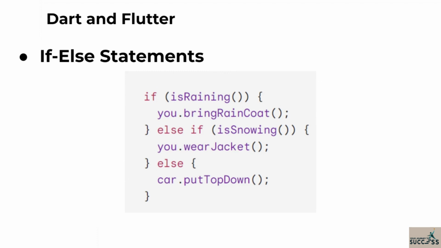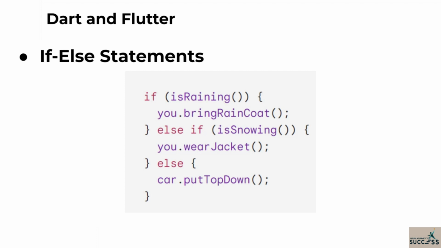So here's a screenshot example from the documentation. You can see here they're actually calling functions and methods off of objects. So there's checking if it is raining, then you are going to bring a raincoat. Here's the interesting idea though. You can actually stack else if statements as well to check for other conditions if it's not raining. Else, if it's snowing, then you wear a jacket. Else, you'll go ahead and put the top down on your car.